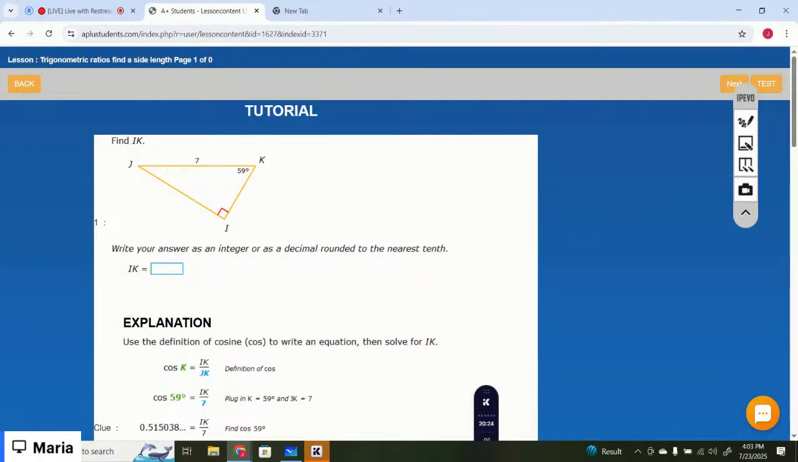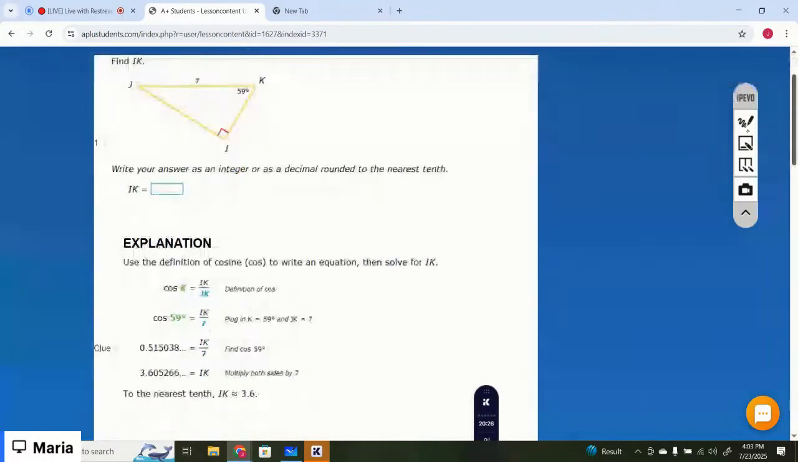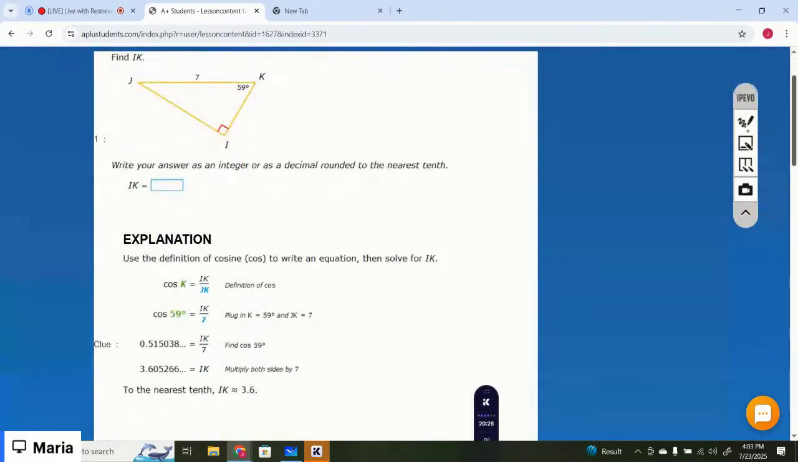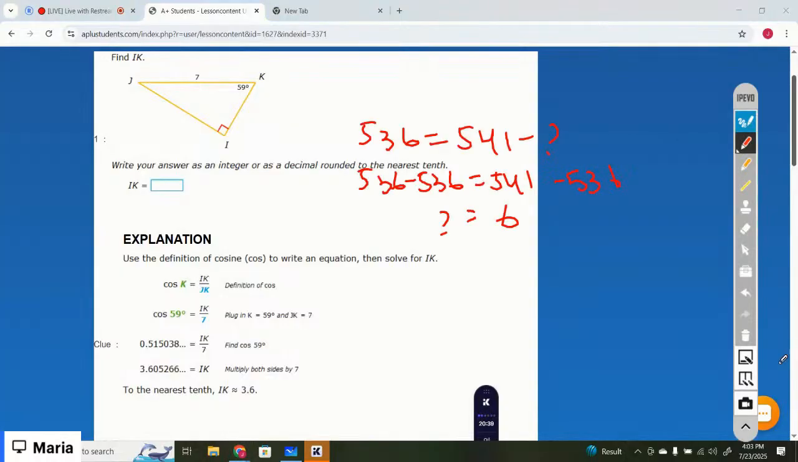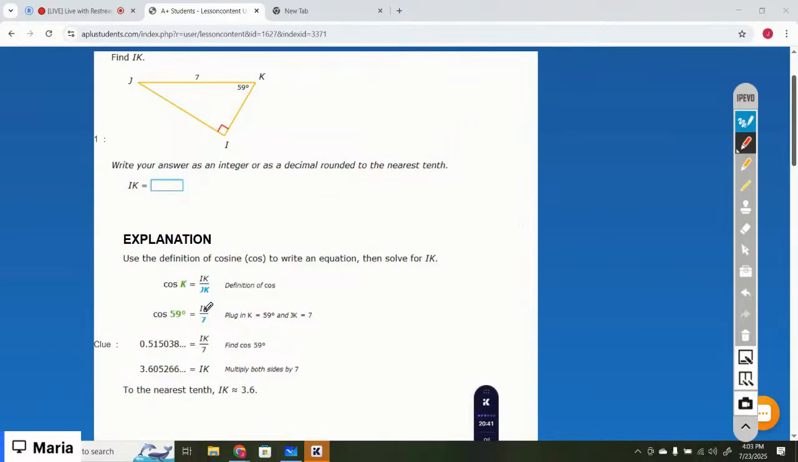Find IK. So we need to find the side length of IK. Angle K is 59 degrees. So we have to find cos 59 degrees, that is IK divided by JK. JK is 7. We need to find IK, so IK equals 7 times cos 59. That is 3.6.